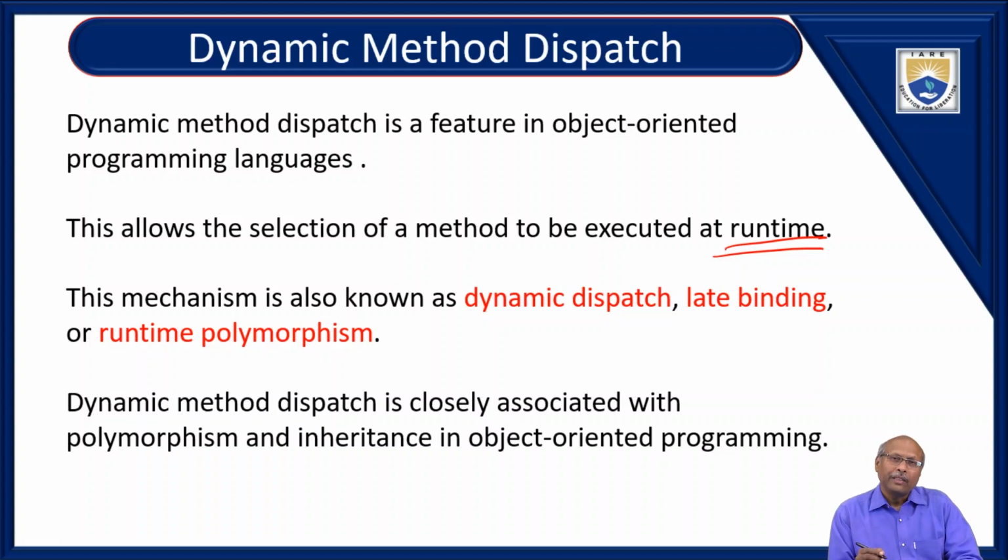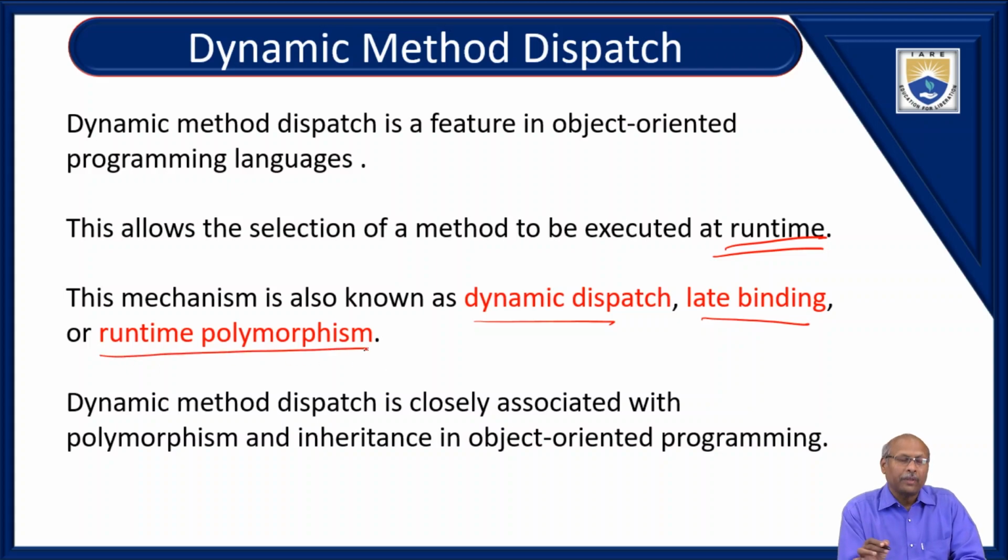So for that purpose, the parent has multiple options to run the same method name. The method name is the same, but the parameters and the logic will be different. So dynamic method dispatch allows selecting a method during runtime. The mechanism is also known as dynamic dispatch or late binding, or also called runtime polymorphism. So dynamic method dispatch comes under runtime polymorphism.